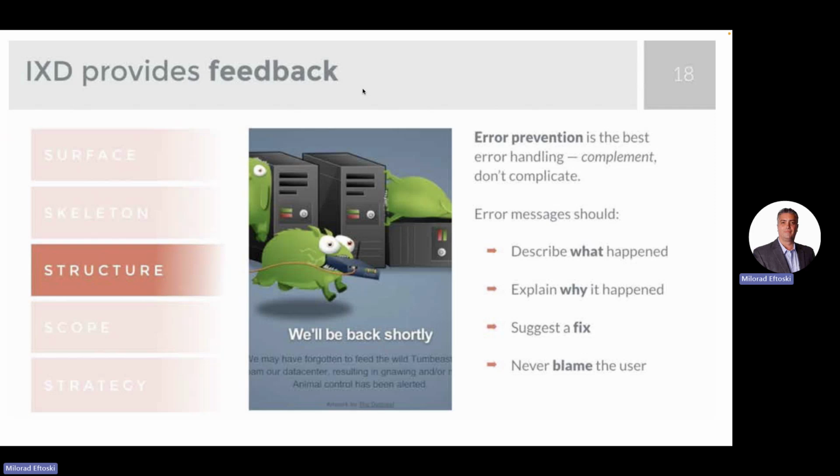Another feedback example. Error prevention is the best. Error handling should complement, not complicate. Error messages should read, describe what happened, explain why it happened, suggest a fix, never blame the user. This is if, let's say, a computer crashes or a website goes down. You can use humor to tell people, hey, the mice ate the hard drives. We'll be back. We're working on it. Because nothing is worse than seeing a blank screen, then the user doesn't know what to expect, what to think. But if you give a message telling them what's happening, they'll understand, right?